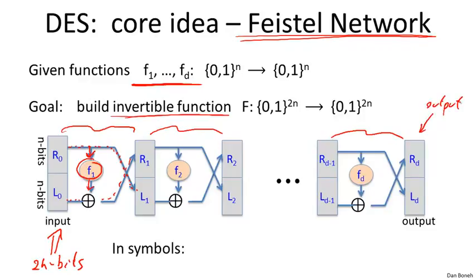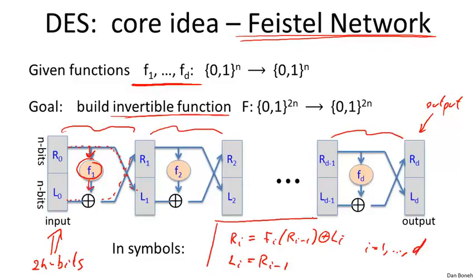If you like, we can write this in symbols: Li is simply equal to Ri minus 1, and Ri, that's the more complicated one, let's just follow the lines here, Ri is equal to Fi applied to Ri minus 1, XOR Li minus 1. And here i goes from 1 to d. So this is the equation that defines a Feistel network mapping a 2n-bit input to a 2n-bit output.